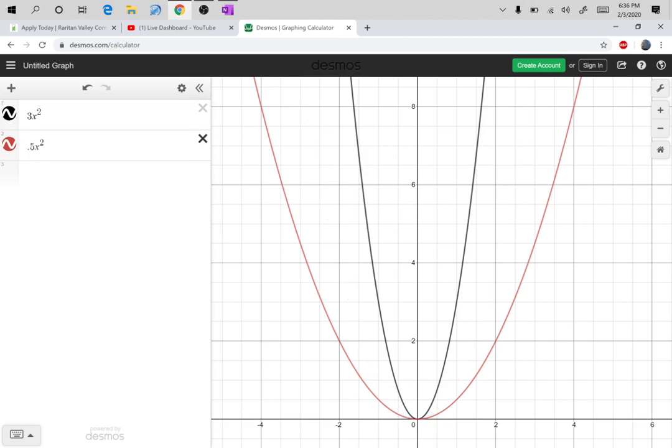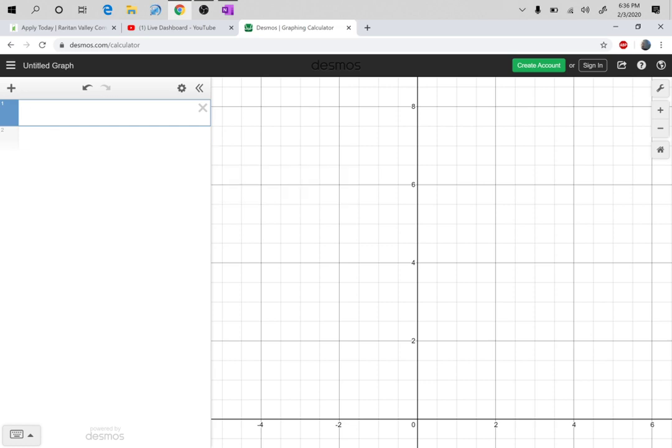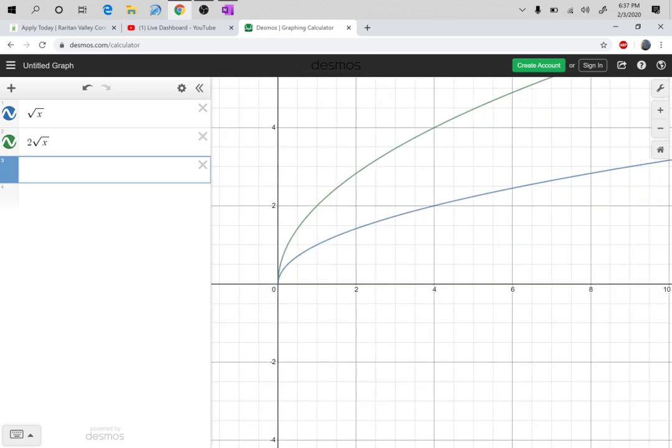We are going to take a look at good old square root of x. SQRT of x. 2 SQRT of x. And SQRT, I'll put 2x. You see that? It kind of does the same thing over and over and over again.